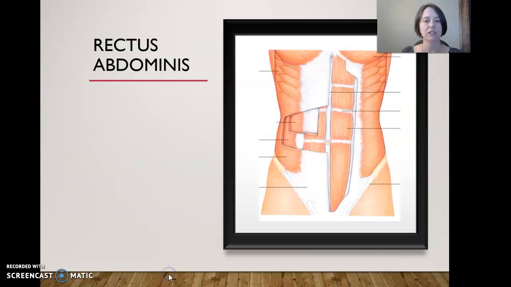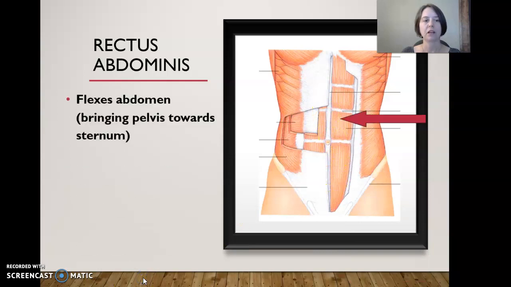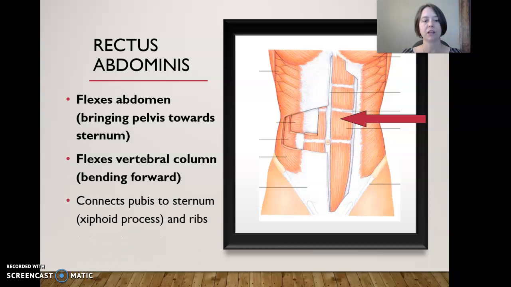So moving down to your abdomen, we get to the rectus abdominis. So this flexes the abdomen, bringing the pelvis towards the sternum, flexes your vertebral column, which is bending forward, connects the pubis to the sternum, specifically your xiphoid process and the ribs. And it's the six-pack, and everybody has it, but you don't see it in everybody because, like me, there may be a little layer of fat that hides that six-pack, but everybody has a six-pack.